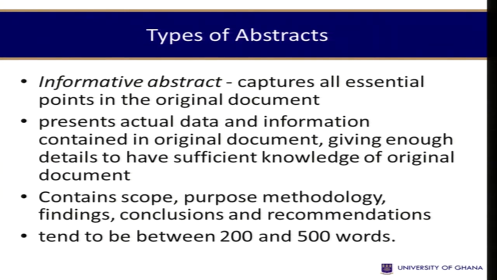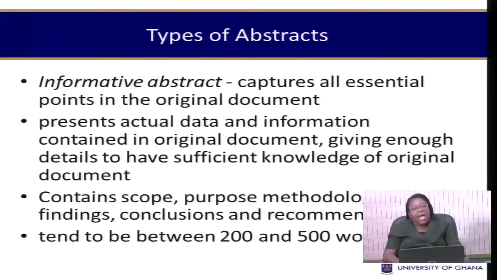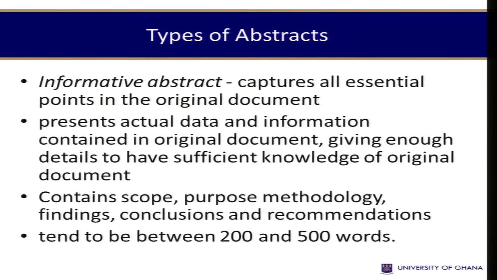Now let's look at the types of abstracts. We have informative abstracts and we have indicative abstracts. Let's look at informative. Informative abstract is the type of abstract that you will be using when you start writing your dissertations and your thesis. The informative abstract captures all the essential points in the original documents. So what kinds of points are we talking about? It should give you what is the purpose of that article, what is the scope of that article, what is the methodology of that article, what are a few findings and the conclusions and recommendations. And so the informative abstract should usually be between 200 and 500 words.